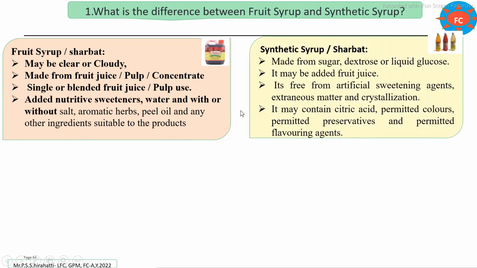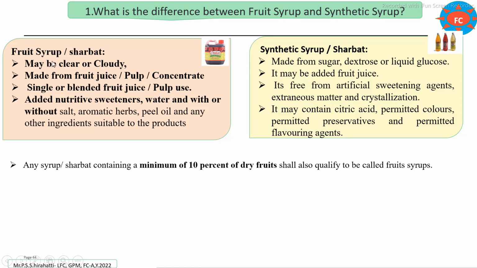In the case of synthetic syrup, the main base syrup is on the basis of sugar, citric acid and water. It may be added with fruit juice or pulp, and the main flavoring and coloring substances and other permitted additives are directly added, and they prepare the synthetic syrup.